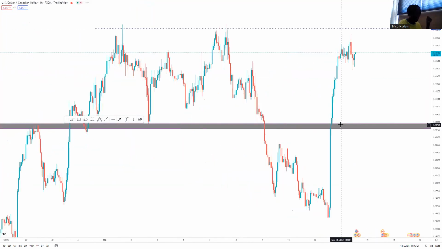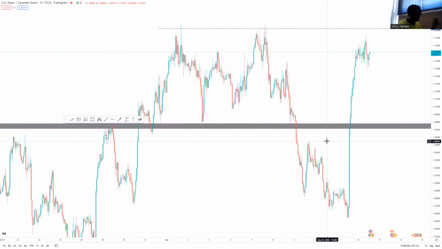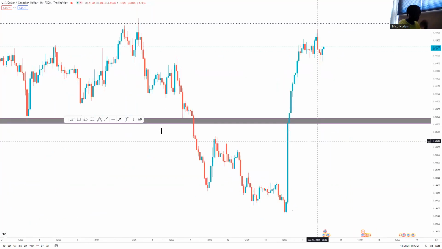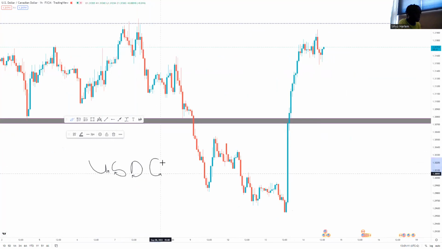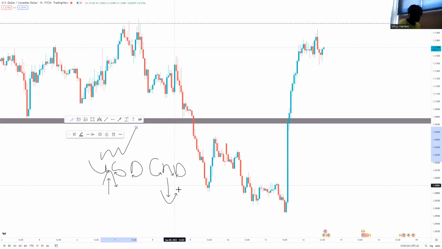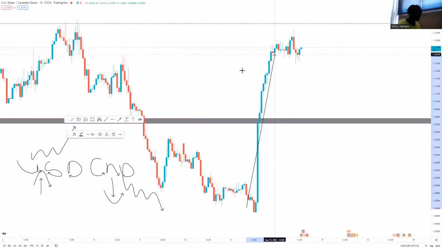USD CAD price broke out of the support, broke out of the resistance, broke back in and impulsively broke to the upside. This was having strength, that was having weakness. This gains power, this loses momentum. So those were the reasons why it made an impulsive move to the upside.